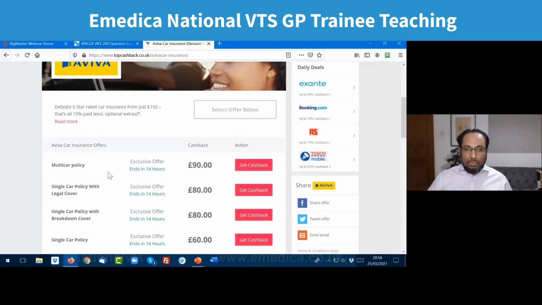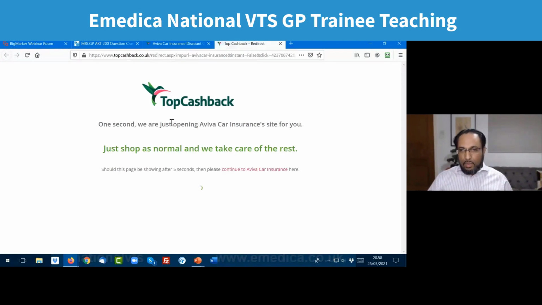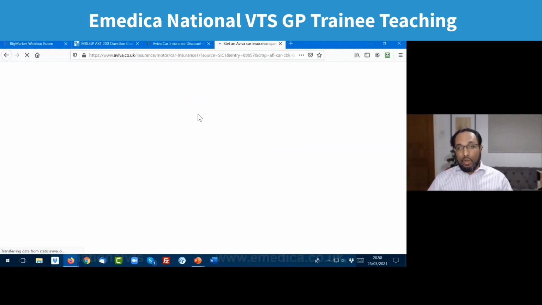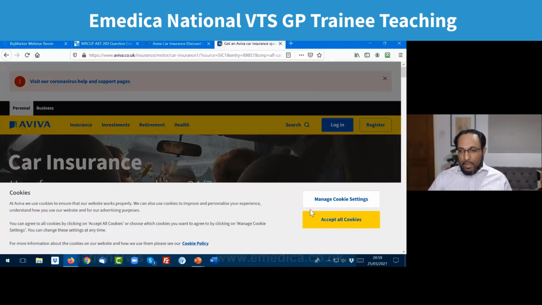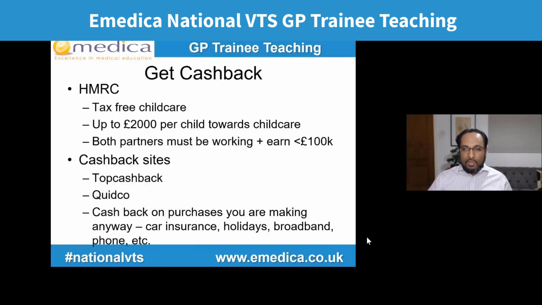It tells you if you're getting a single car policy, they'll give you £80, right? Click the button, get cash back. It says, oh, there we are, we've registered it now. It will take you to the website, but through a special link. You now just, as normal, get your quote, get your cover, and then a few months later, they'll give you £80. i.e., you're going to buy it anyway, still find the one which is going to be cheaper for you.